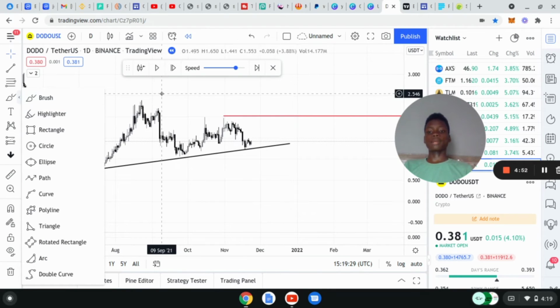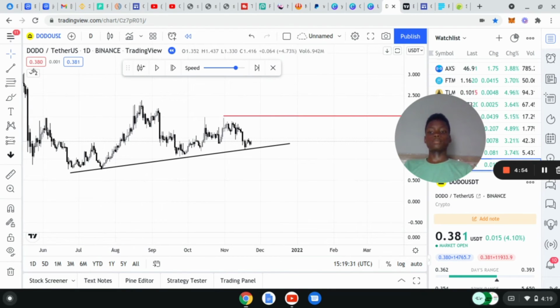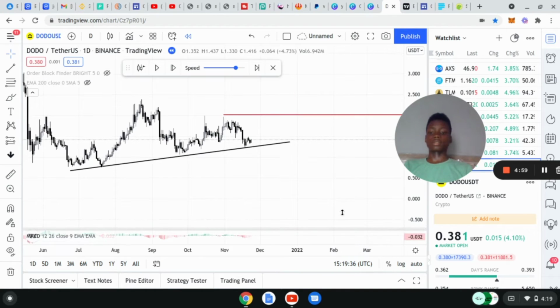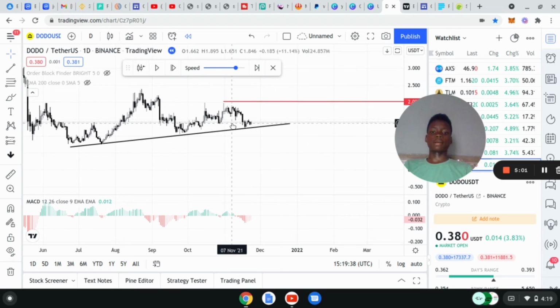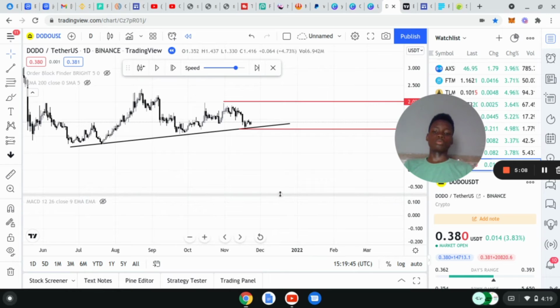So we could also prepare that just in case price should break our trend line, that means it's already printing downtrend movement. We could also mark a low where we'll look at that, okay, in case price breaks this low.